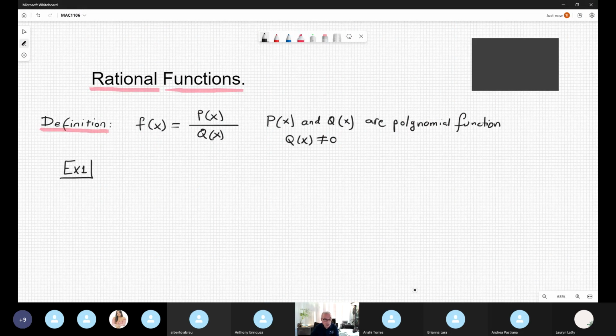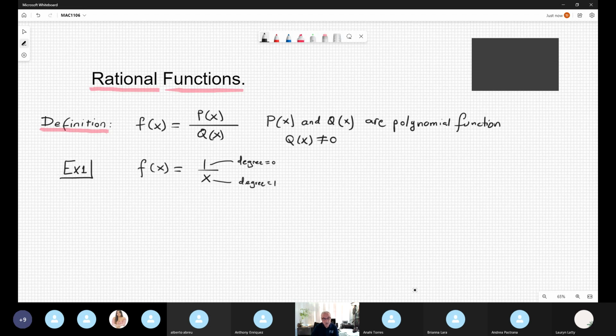Okay, you are shy. Suppose the first example, guys, super easy: 1 over x. It's a reciprocal function. Is it a rational function, professor? Well, yes, because a constant one represents a polynomial of degree 0, and x alone represents a polynomial of degree 1, because it's linear. It's a line.